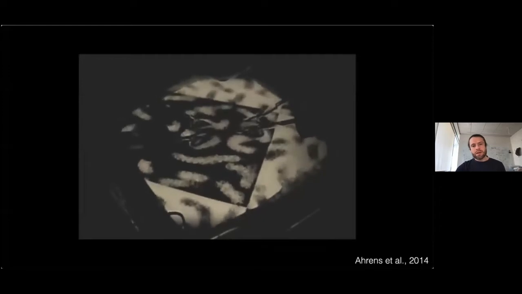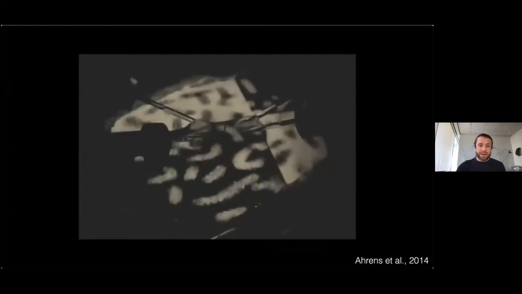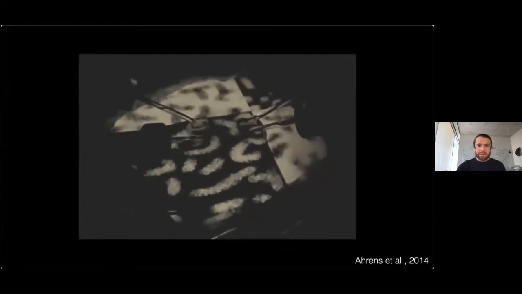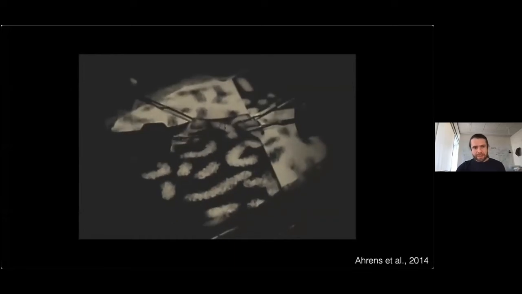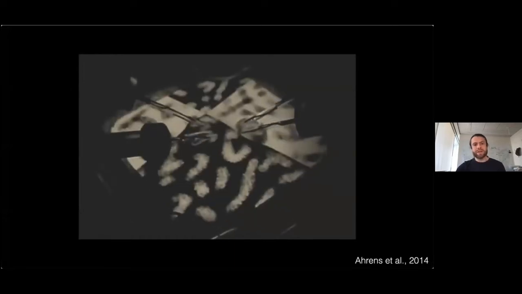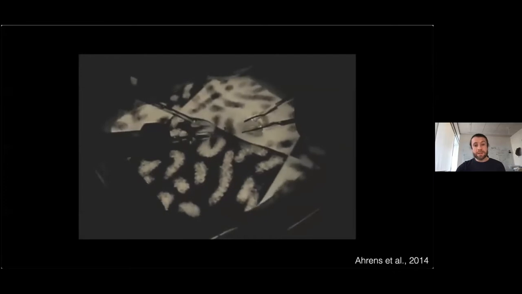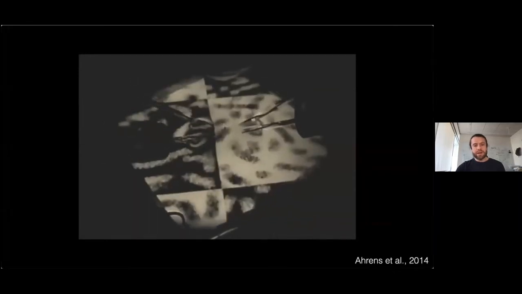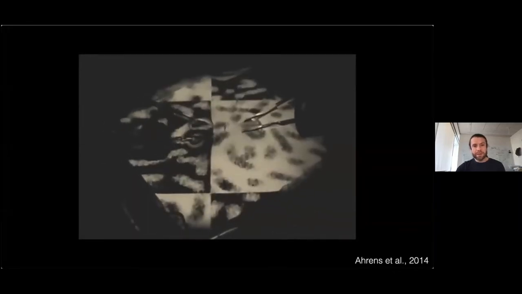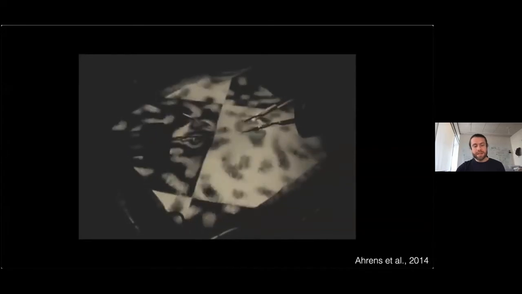And the reason for doing it in paralyzed fish was, well, there were multiple reasons, but one of them was that the brain wouldn't move at all, and so imaging was very convenient. And yet we could record these motor signals from the tail using electrodes.